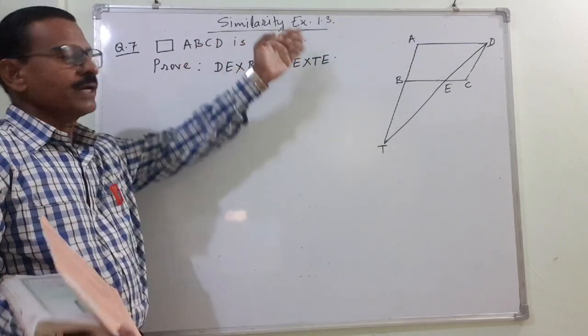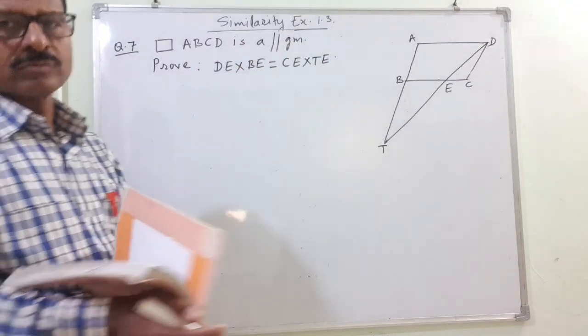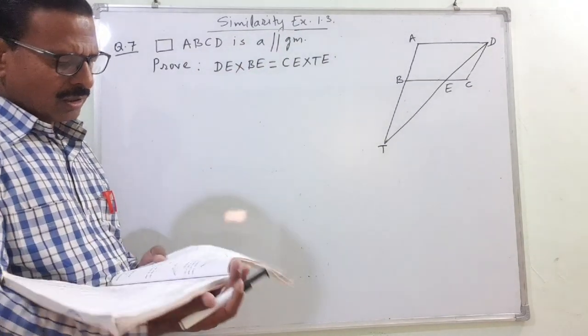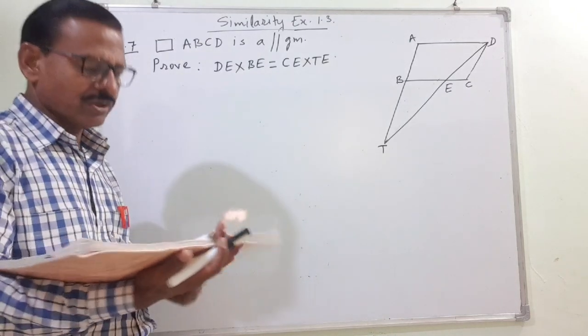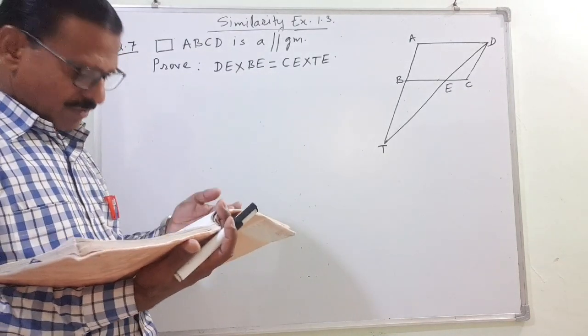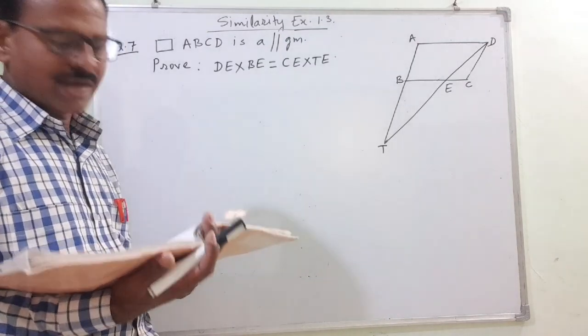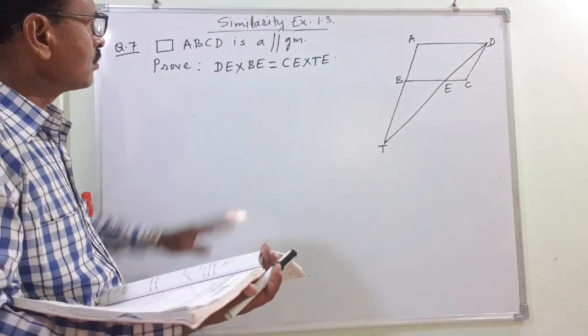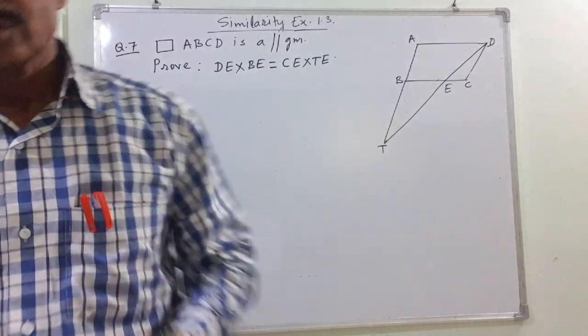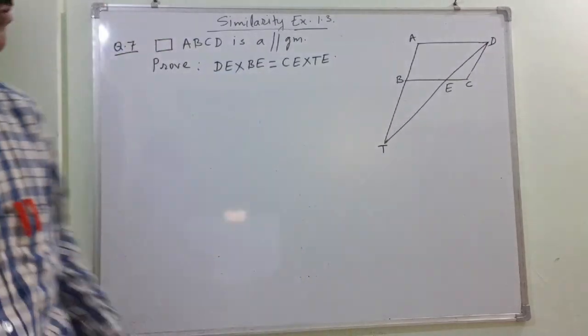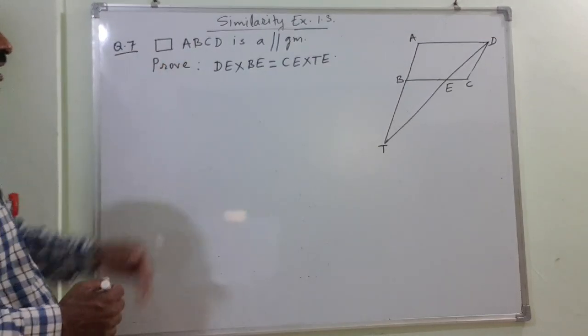Now, similarity exercise 1.3, we are continuing. Question number 6 is just the same, but we are solving question number 5. Question number 7 and question number 9 are different. So to save time, I have already drawn the figure, so you can note it down. This is question number 7, exercise 1.3.